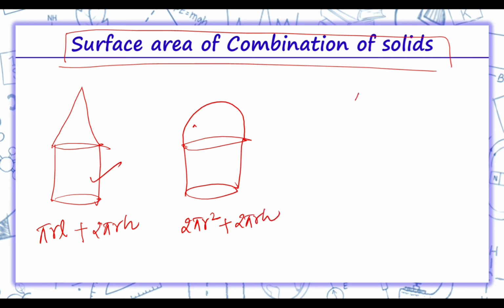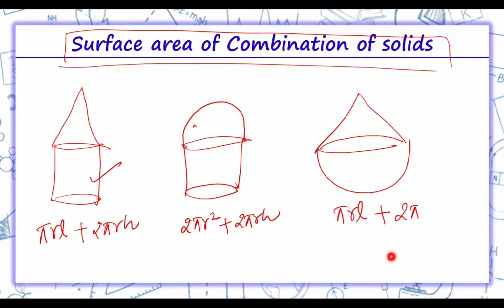Similarly, we have cone which is surmounted by hemisphere. So here we'll do pi rl plus 2 pi r square, the area of cone plus area of hemisphere. So this is all about the concept of surface area of combination of solids.